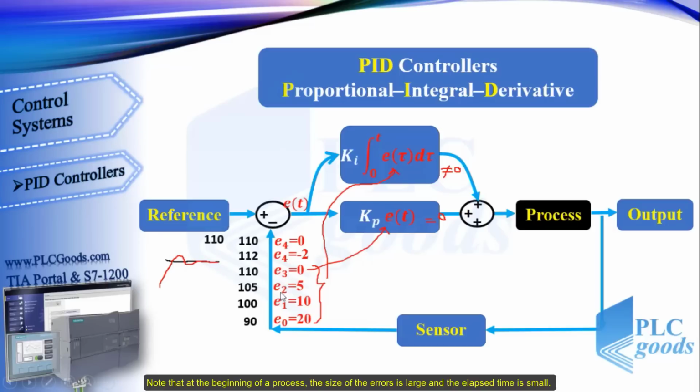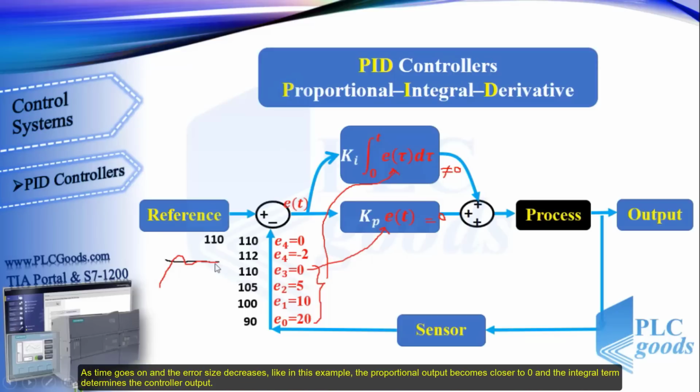Note that at the beginning of a process, the size of the error is large and the elapsed time is small. Therefore, the output of the proportional term becomes larger, which has a major role in the controller's performance. As time goes on and the error size decreases, like in this example, the proportional output becomes closer to 0 and the integral term determines the controller output.